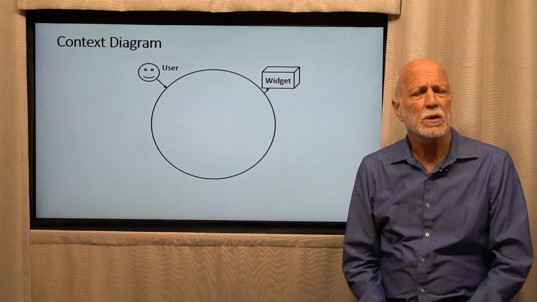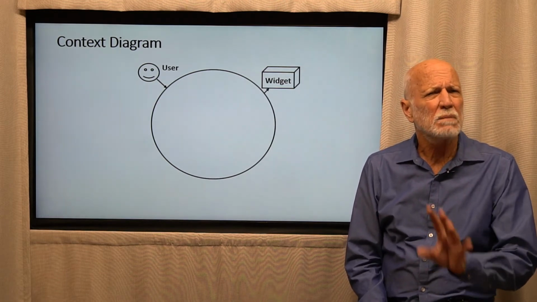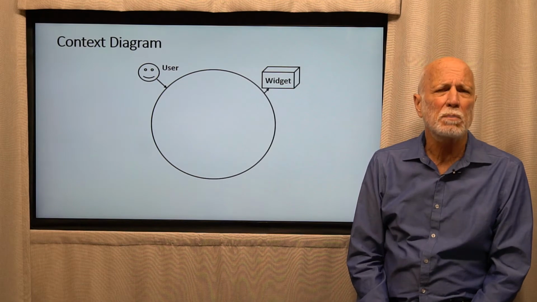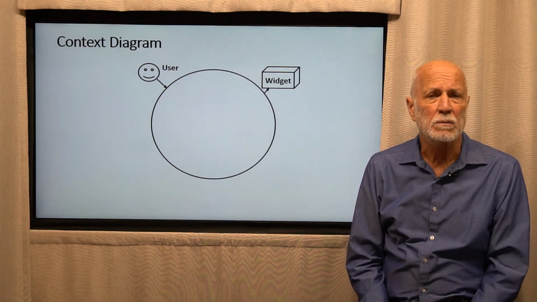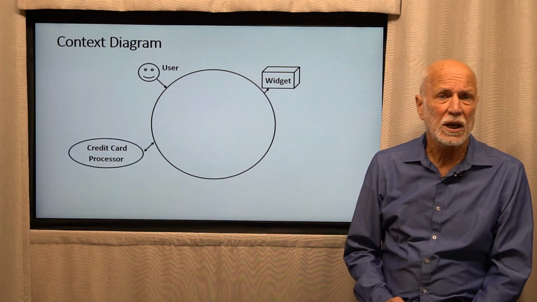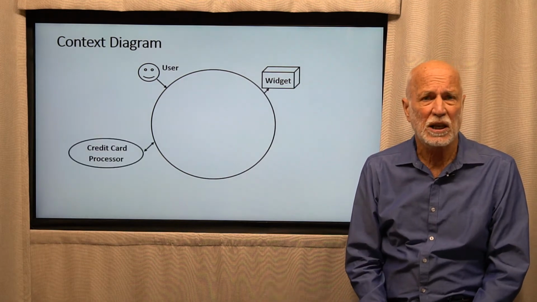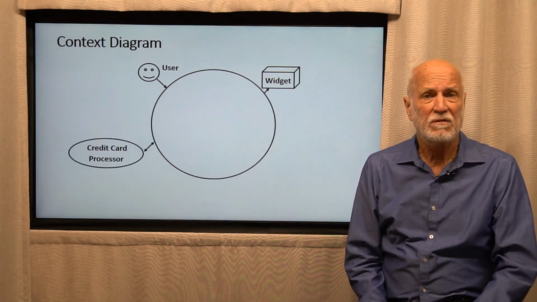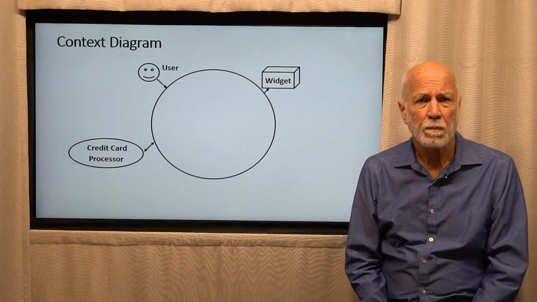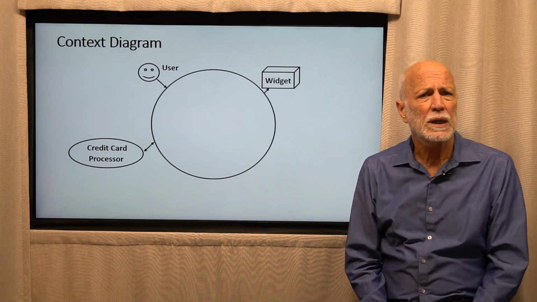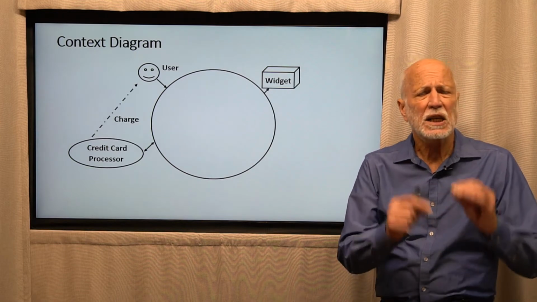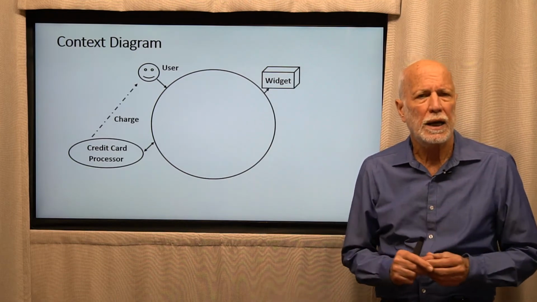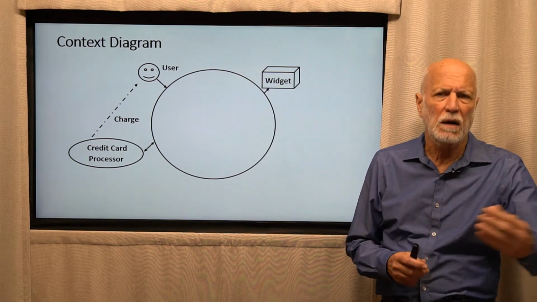But we always like to create one of these because we realize that maybe there's a major player external to our system that we've left out. In this particular case, it's the credit card processor. Otherwise, we'll never get paid for that widget. And the credit card processor interacts with our user by sending them a charge, but that's external to our online ordering system. That's part of another system.